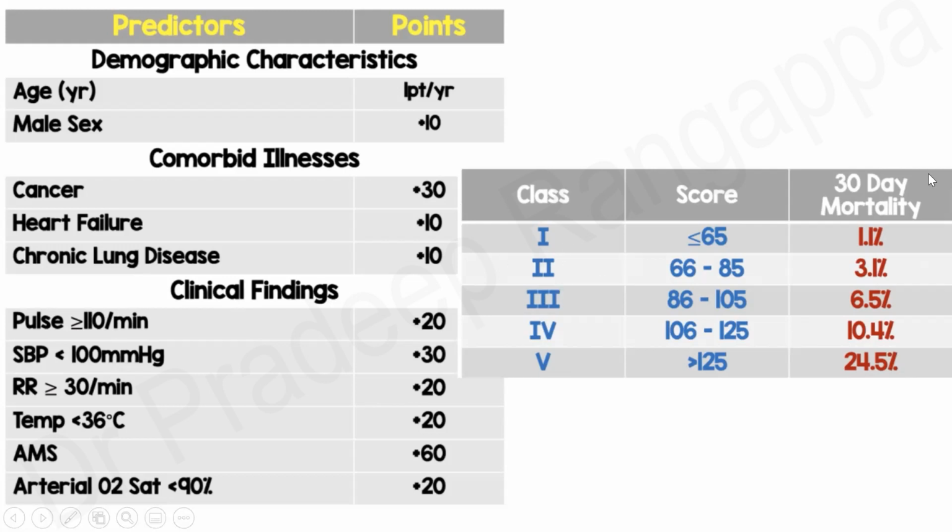So if it is class 1 or class 2, the mortality is very less, and the mortality tends to go up when the score increases up to class 3, class 4, class 5, where the mortality is 24.5. So all these scores, I wouldn't expect any of you to remember. They're all readily available on apps, so you can put in the scores, and it will give you the final score once you feed in the variables.